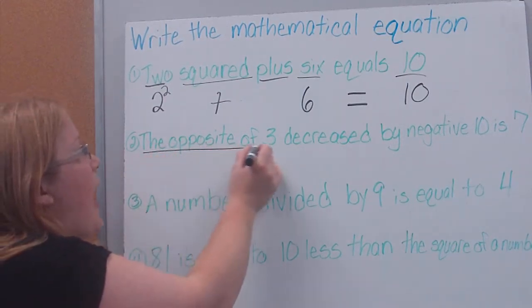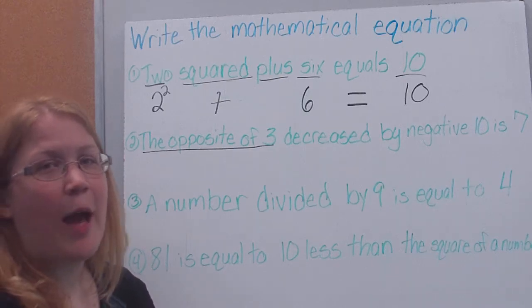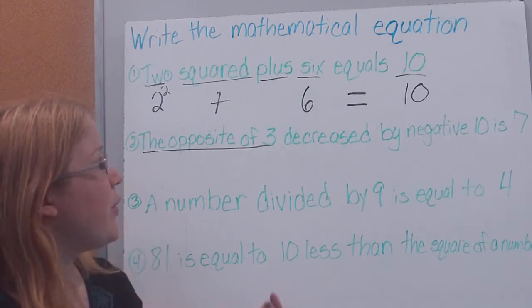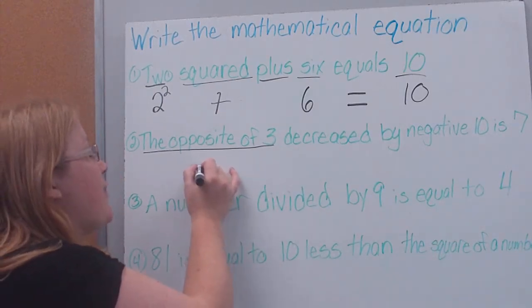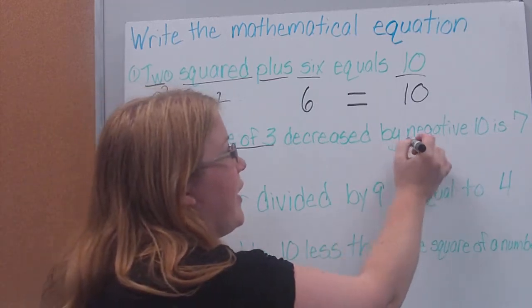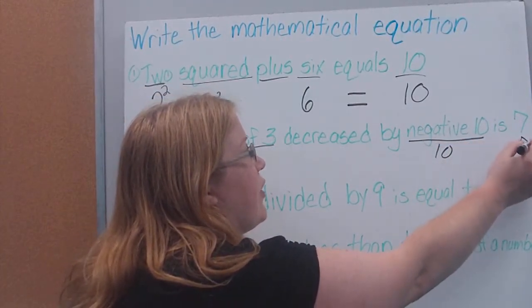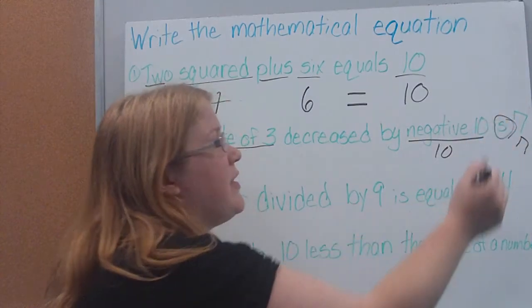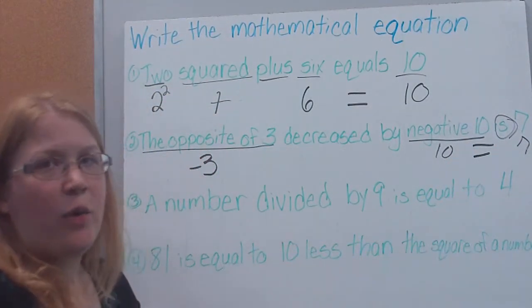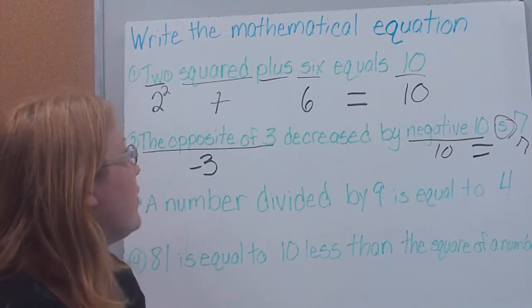Here, the opposite of 3. If you'll remember, we defined opposite way back in one of our beginning videos. It means it's the same distance from 0, but on the opposite side of the number line. So the opposite of 3 is going to give me a negative 3. Negative 10, it tells me, and 7 are my numbers. "Is" is an indicator that I want equals there. "Is equal to" are all things that mean equals.